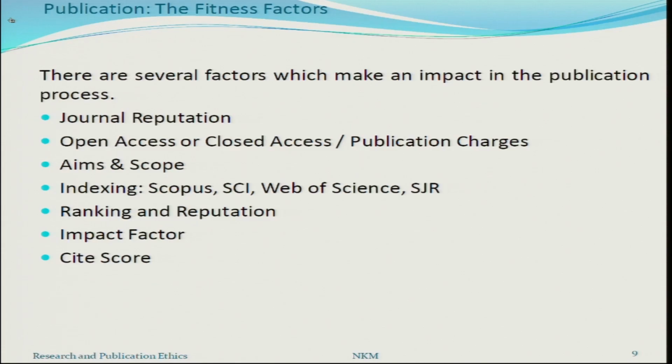When we choose a journal, what are the factors we must take care of, other than the technical, ethical, and scholarly academic requirements that a researcher fulfills? After that, a researcher must be much aware of these factors also when you target a journal. There are several factors which make an impact in the publication process. The very first factor is the journal reputation. When you target a journal, you must understand the reputation in terms of the history of the journal. You must go through the history of the journal, the scientific audience of the journal, and the other things. So you must explore the journal's reputation before you target it.